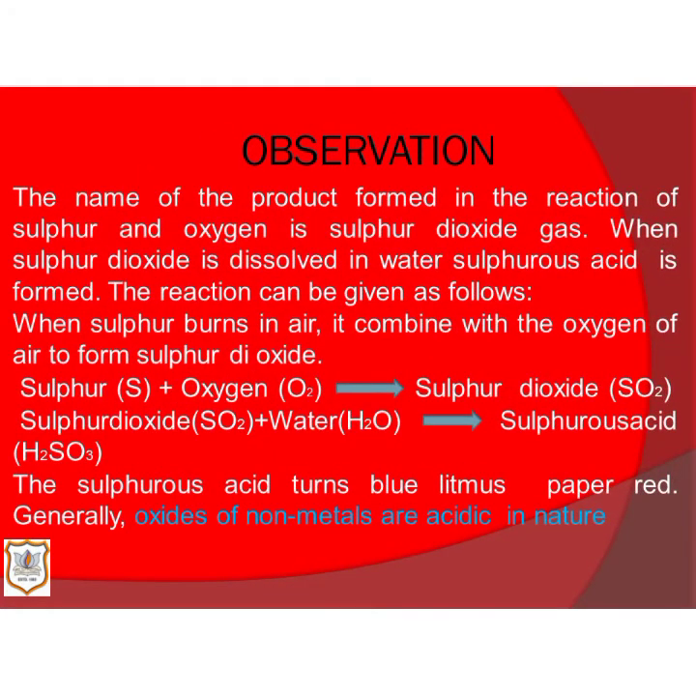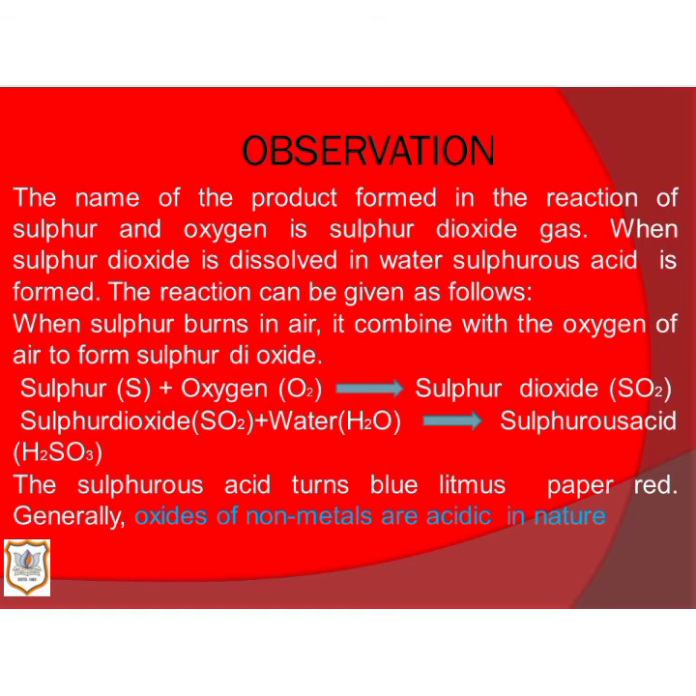From activity 4, we will observe that the name of the product formed in the reaction of sulfur and oxygen is sulfur dioxide gas. When sulfur dioxide gas is dissolved in water, sulfurous acid is formed. The reaction can be given as follows. When sulfur burns in air, it combines with the oxygen of air to form sulfur dioxide, that is a gas. S plus O2 equals SO2. S means sulfur, O2 means oxygen, and SO2 means sulfur dioxide gas.